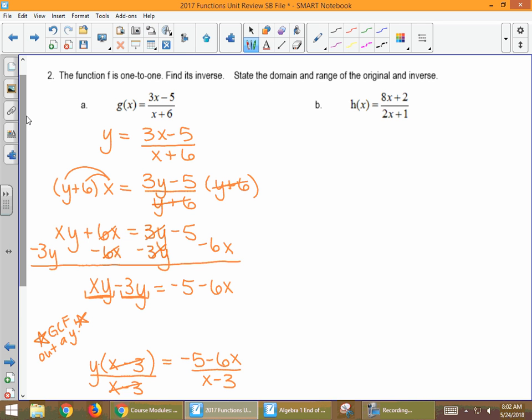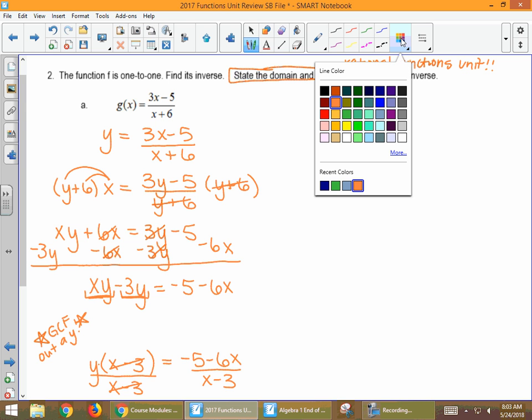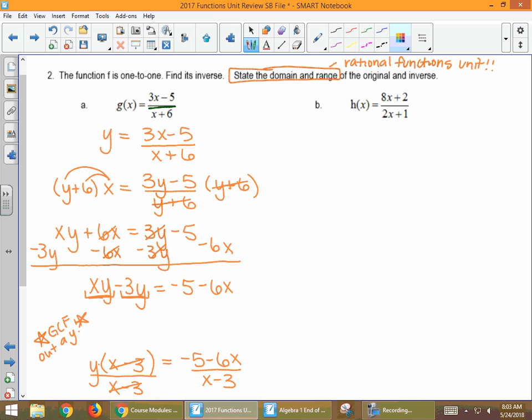You don't have to state the domain and range here. That's something that we'll work with in our rational functions unit. You can identify the domain of the original and the domain of the inverse, and that actually would give you both. So just to put that in your head, here, the number that we would exclude from our domain is the number that makes our denominator 0.